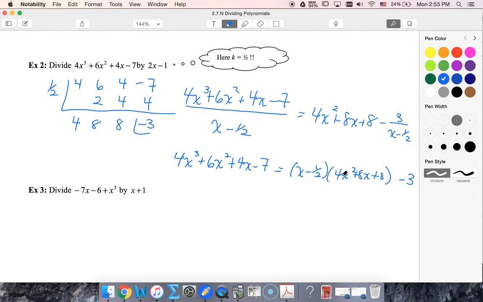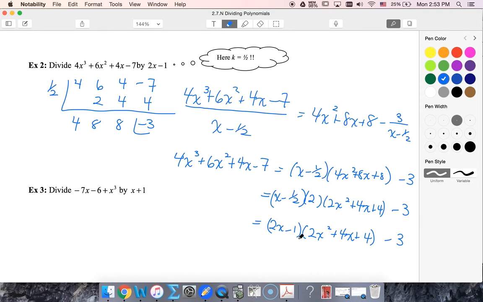Notice I can factor a 2 out of this. So x minus 1/2, factor out the 2, 2x squared plus 4x plus 4, minus 3. Now that I've factored out this 2, I could distribute it into here and get 2x minus 1, which is what I originally wanted to divide by. Then 2x squared plus 4x plus 4, minus 3. So if I expand this, subtract my 3, I should get back my original. So that gives us a way to check our synthetic division.